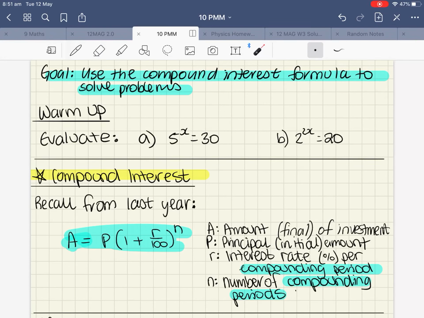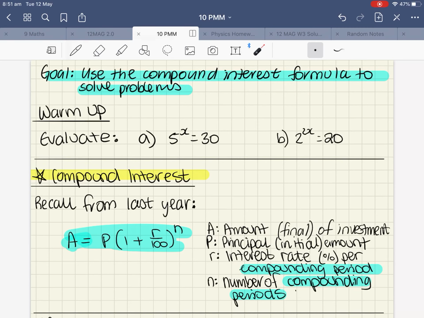Hey guys, welcome to week 5, where our goal today is to use the compound interest formula to solve problems. So we have a little throwback to year 9 here, where you first were introduced to the compound interest formula. And I do promise that while it might seem a little bit out of place with our exponential equations topics, it's actually not, and we'll see that next lesson.